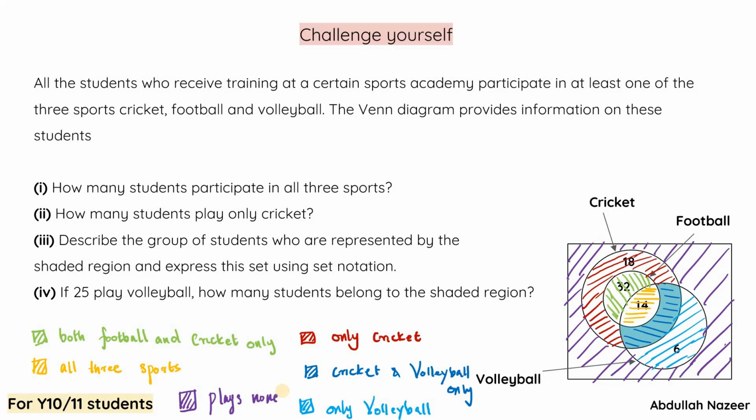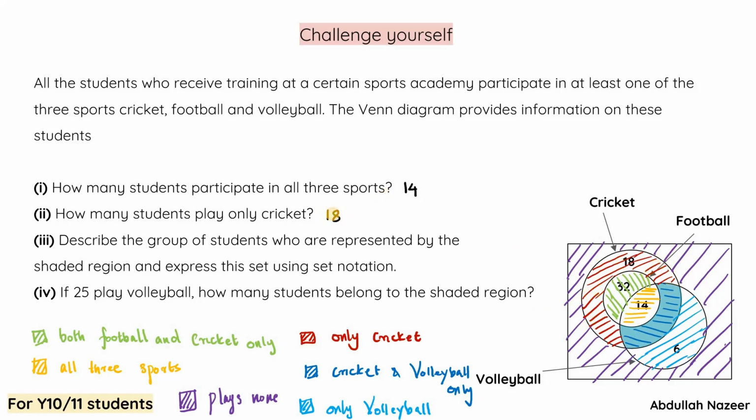Now let's go ahead and answer the questions. The first question, how many students participate in all 3 sports? From what we've shaded, we understand the region that belongs to all 3 sports is the yellowish orange region that we shaded in the middle, and we can clearly see the answer to that is 14. Next one, how many students play only cricket? Again, by looking at the diagram, you understand only cricket is this dark red region, and it has the number 18 on it, so it's just 18 students.